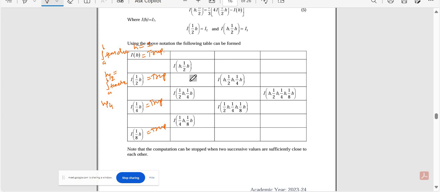Yes, sir. After that, for the second, third and fourth columns, you have to take the help of two values for each entry. That means you take 1 by 3. Suppose this is my I1 integration, this is I2, this is I3, and this is I4. The formula for this will be 4 times I2 minus I1, divided by 3. That is your first value of the second column. Clear? Understand?